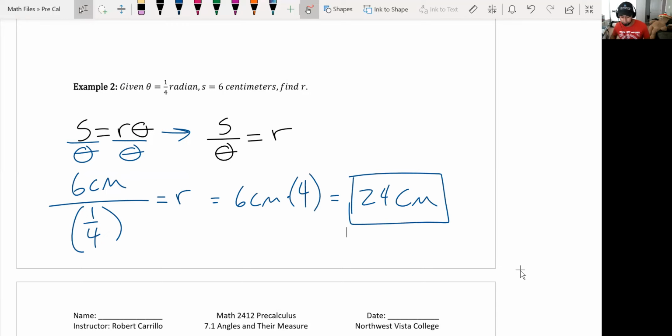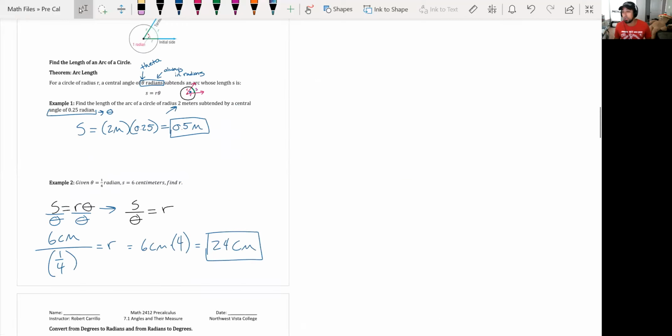All right. And that's it. That's finding arc length. Pretty straightforward formula. Just make sure theta is always in radians. If it is not, we must convert it to radians. And we will get into converting, I believe, on the next page.